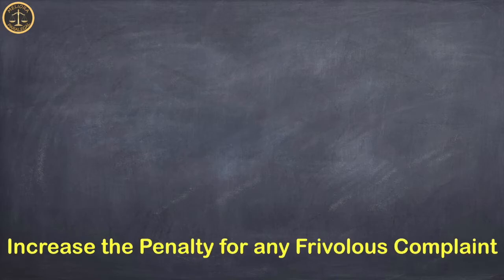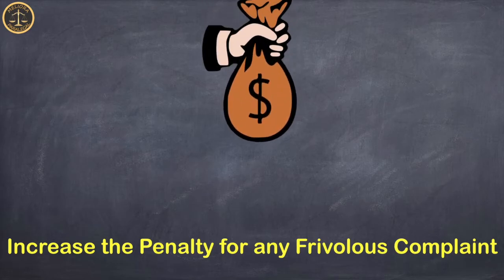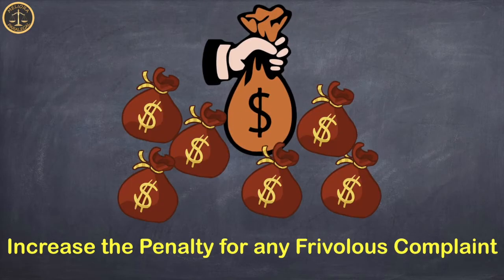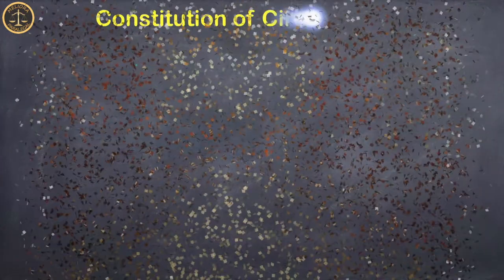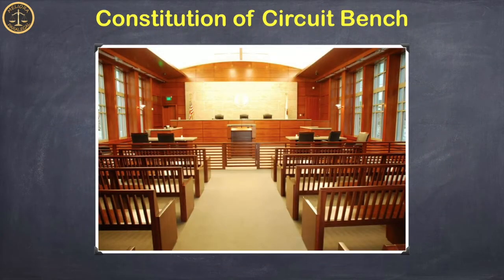Next, increase the penalty for any frivolous complaint. The bill also recommended to increase the penalty from rupees 10,000 to rupees 50,000 for filing a frivolous complaint. It will minimize the baseless and false complaints. Next, Constitution of Circuit Bench. The bill proposed to constitute the circuit bench in order to facilitate faster disposal of complaints.